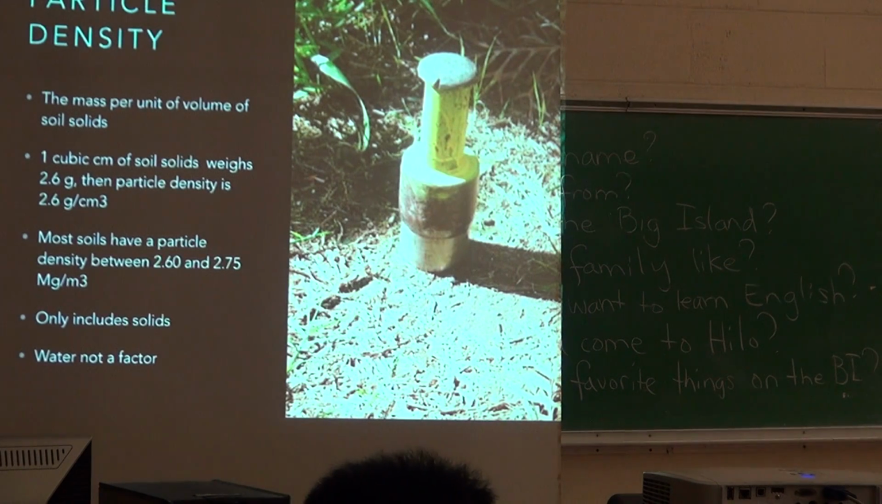So, when I take my sample, I weigh it, and then I dry it, and then I weigh it again. And that gives me my particle density. Okay, so water's not a factor. I use that water weight in an equation to figure out what the particle density is without the water.